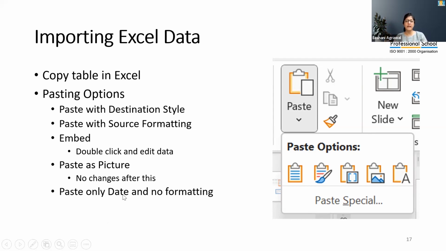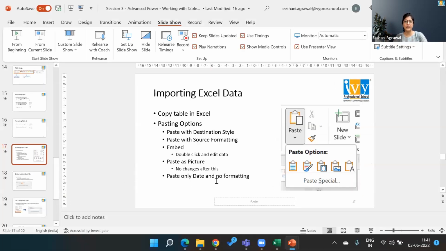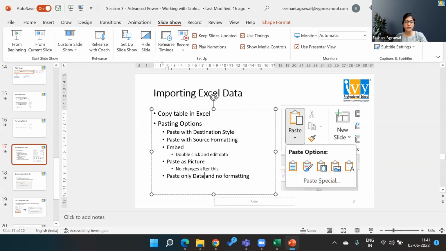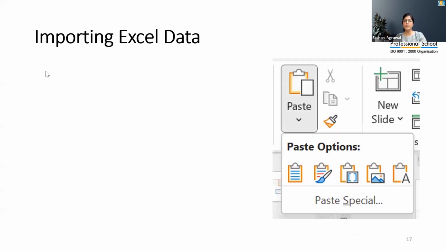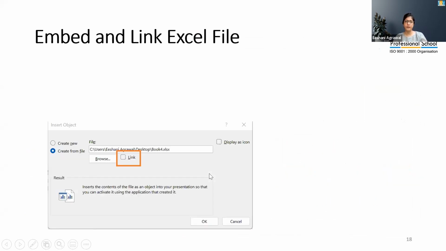And paste only the data, no formatting. So something like this is also there, that we want to only copy the data and we don't want any formatting to be there, neither the source, neither the destination. So these are the things that you see over here. These are the various pasting options. If you simply copy paste, it doesn't come up. But if you open this paste tool on the top ribbon, then you will see all these pasting options coming up, right?